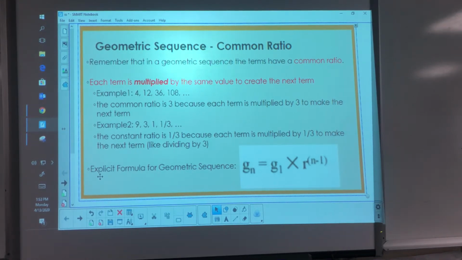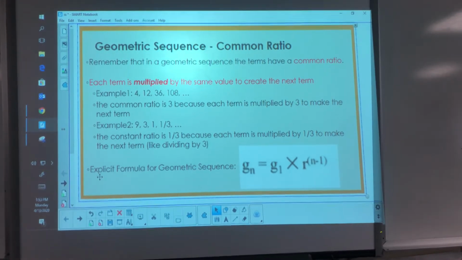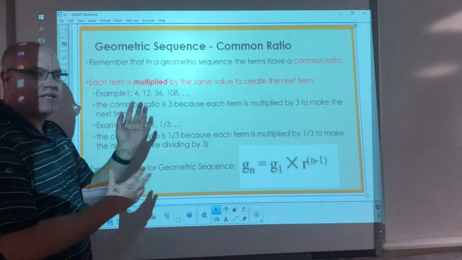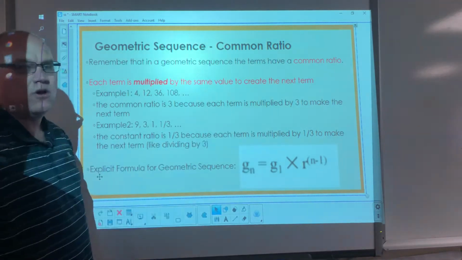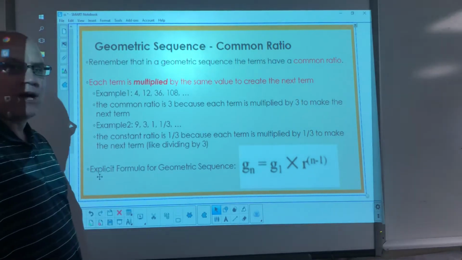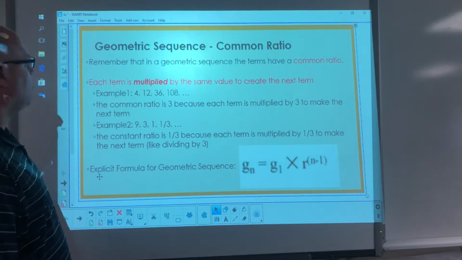All right, we're going to start to look at exponential functions, but before we do that, I want to tie geometric sequences and kind of transform into exponential functions. So I want to go back and review what we know about geometric sequences from last quarter.